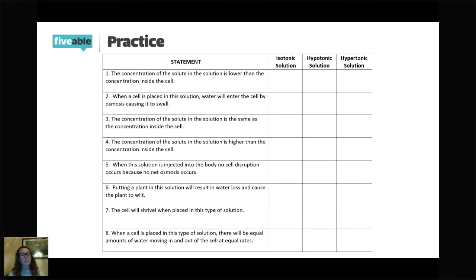4, the concentration of the solute in the solution is higher than the concentration inside the cell. Hyper, perfect. 5, when the solution is injected into the body, no cell disruption occurs because no net osmosis occurs. Iso, awesome. 6, putting a plant in this solution will result in water loss and cause the plant to wilt.